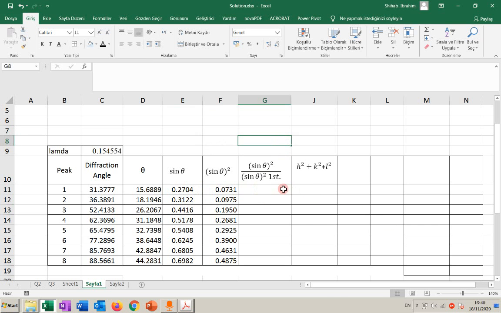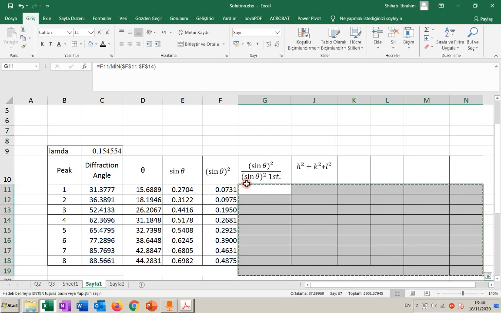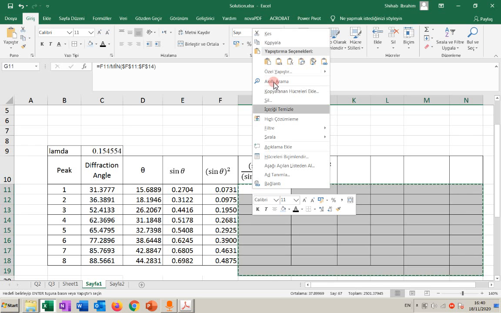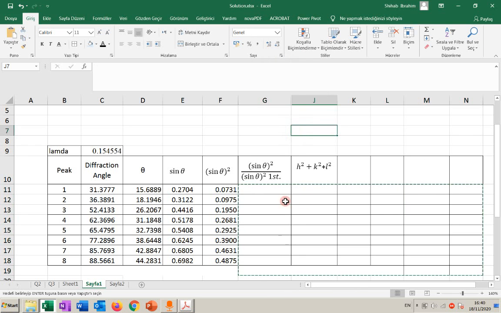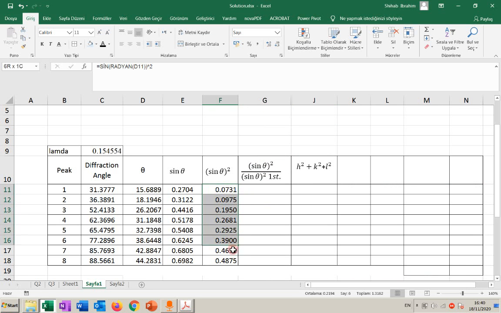Then we're going to divide everything. For example, those are the sine square values we have. So we're dividing by this one. This is the minimum, we call it the minimum one, or the first one. We will divide everything by the first one. So if I divide the first one by itself, it's going to be 1. If I divide this one by itself, it will be 1.